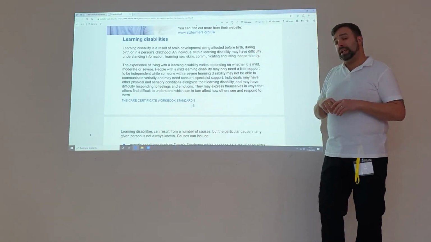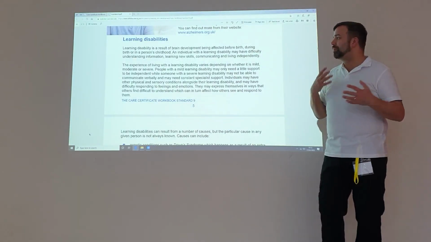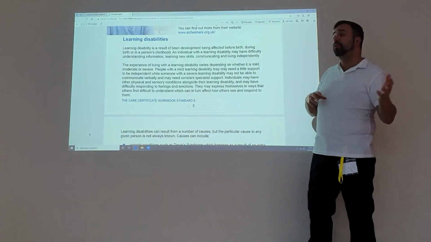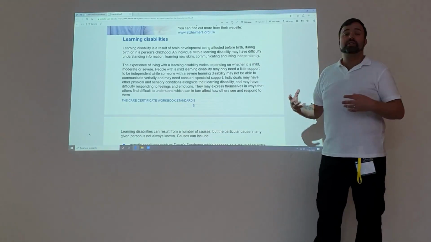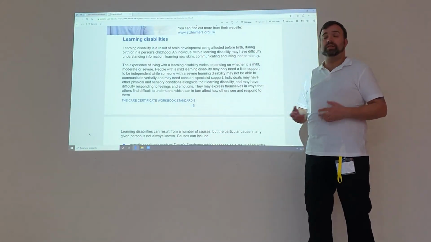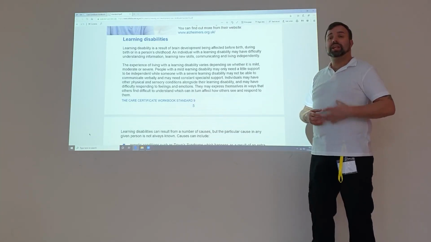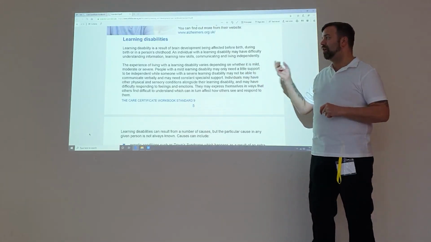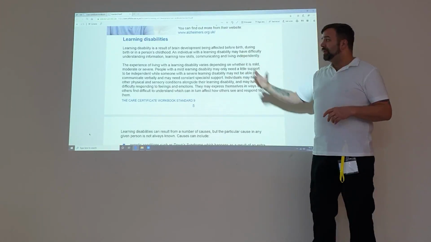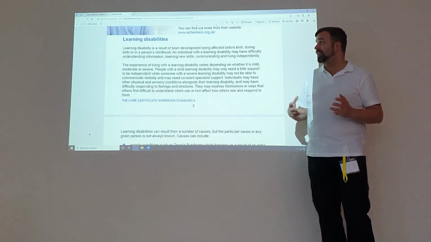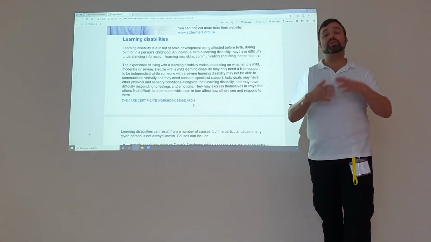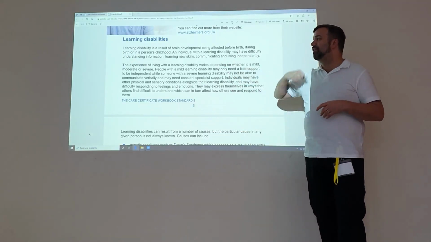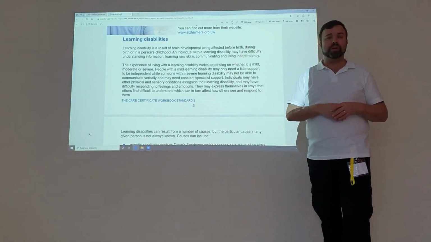So, a learning disability, or an intellectual difficulty as other people are now calling it, results from brain development being affected before birth or during or after birth. So it may be postnatal or prenatal. So it may be a lack of oxygen, it could be a lack of oxygen through delivery, or maybe some kind of trauma afterwards. Just because somebody has learning difficulties does not mean they're unable to learn. It's a complete misunderstanding. You just have to find the way in which people learn.